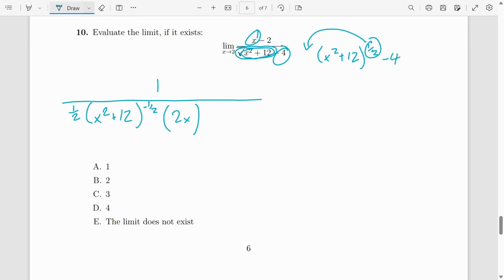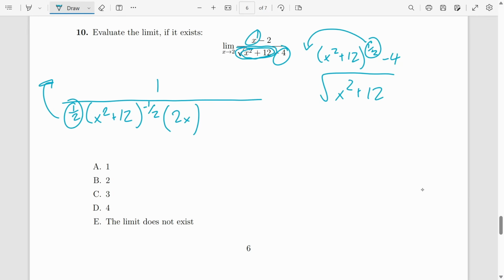We can basically just plug in 2 at this point, but before we do that, I'm going to simplify it just a little bit because I don't even know how I'd take care of this negative 1/2 power if I was just asked to figure out what that is. So I'm going to put that on the top. What putting on the top means is it flips the sign of the exponent. So this will become x squared plus 12 to the 1/2 power. And remember, 1/2 power just means a square root. So this becomes the square root of x squared plus 12 all on the top.